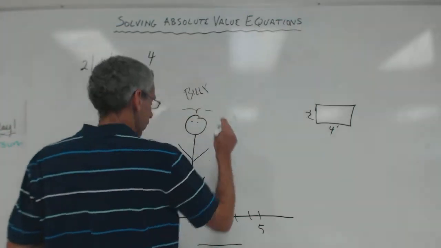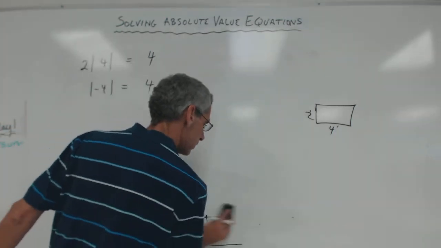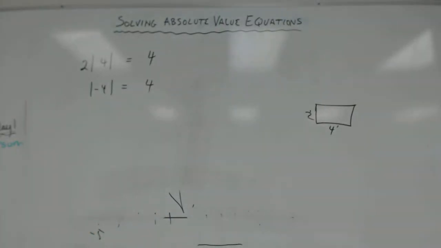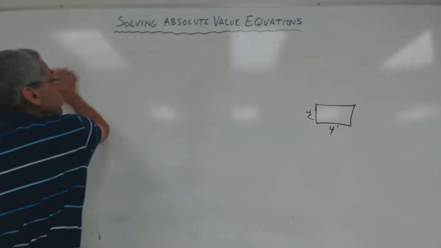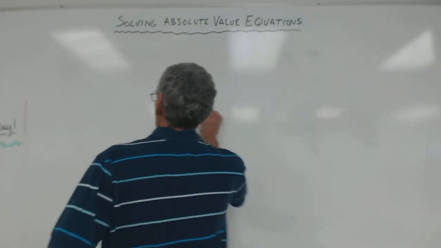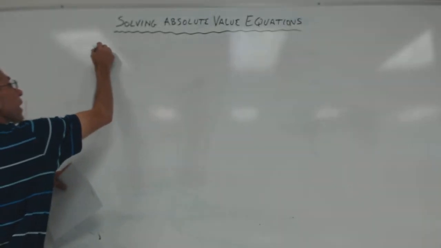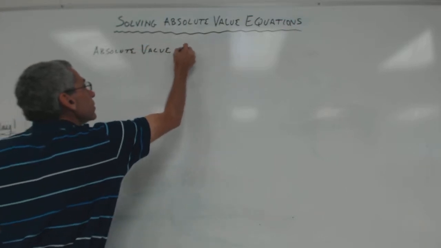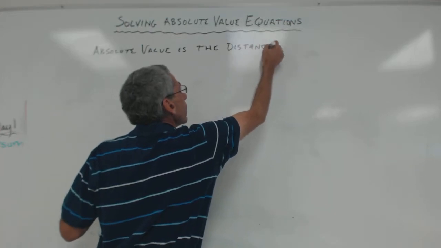So absolute value is talking about the distance away from 0. None of these erasers work very well. Oops, I just erased Billy's foot, the last thing that survived. So absolute value, sounds like you guys all know this. Absolute value is the distance away from 0.